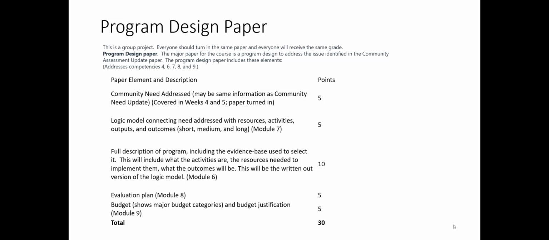So the logic model, Module 7, also worth 5 points. Now the biggest part of your paper is going to be the full description of the program, which is what you would expect. This is going to include the evidence base that you use to select it, and what's really important is how you connect the program and the need that you have identified.